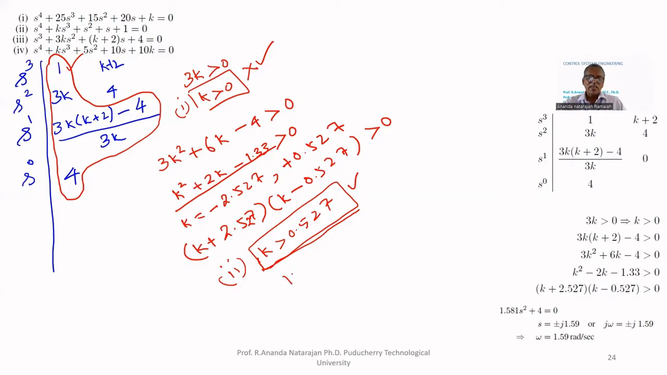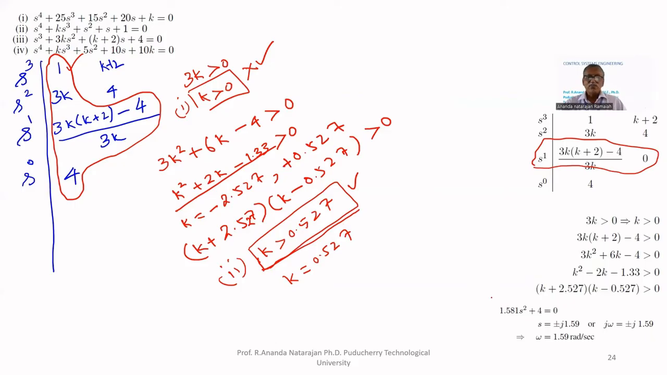Therefore, if K equal to 0.527, then you will get sustained oscillation. Because if K equal to 0.527, you will get a row of 0. The S power 1 row becomes 0.